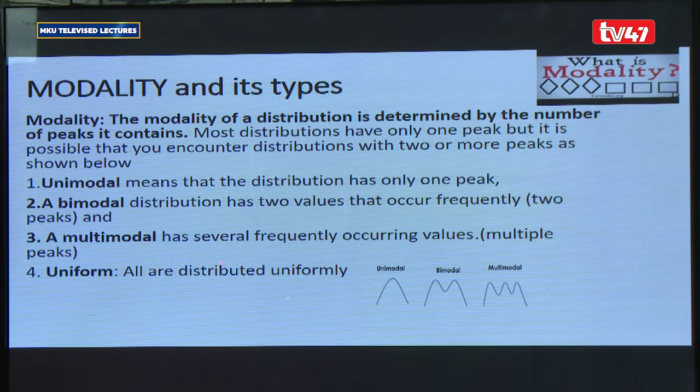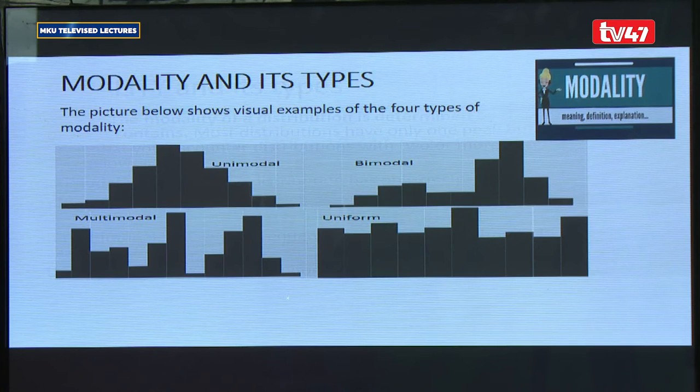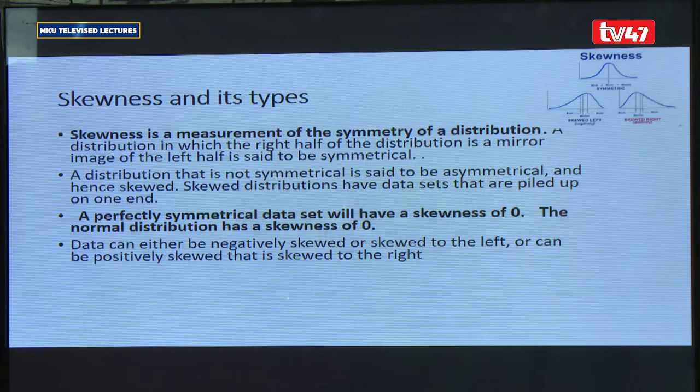And finally, we have the uniform model, which is equally distributed, where the peaks are equally distributed. You see very clearly from the diagram that this is the unimodal, because this one gives us one peak. And then we have the bimodal, we have a peak here, and we also have a peak here, giving us a bimodal. And then we have the multimodal, we have a peak here, and another one in the middle, and then we have another one here at the far end. And then we have the uniform model here, and you can see clearly all the shapes are the same, giving us the uniform.